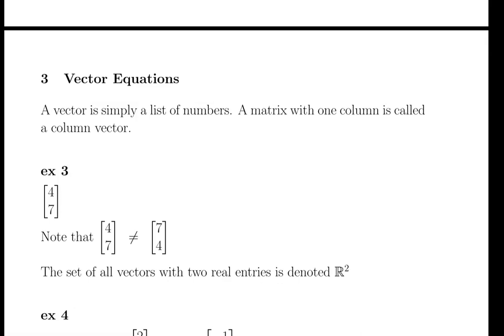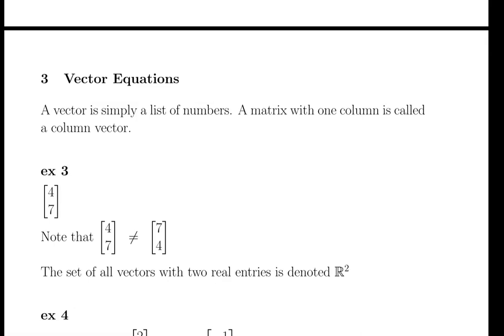Okay, section 3 here, vector equations. This is not a difficult section by any means, but there's definitely some terms you're going to want to make sure you become very comfortable with because we're going to use them a ton throughout the semester. So a vector is just a list of numbers. That's all it is. A matrix with one column is just called a column vector.